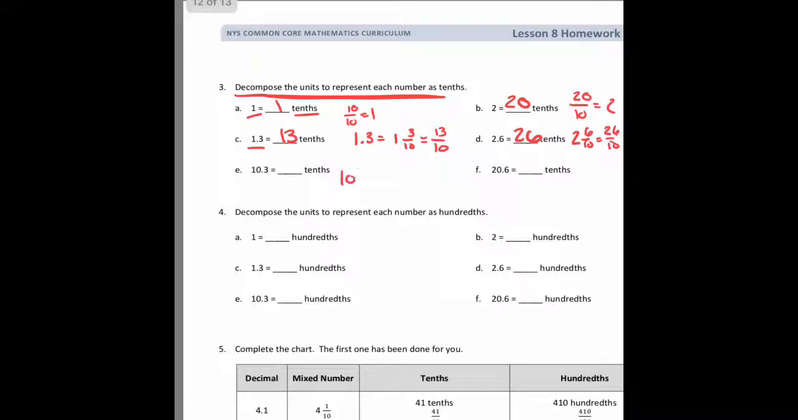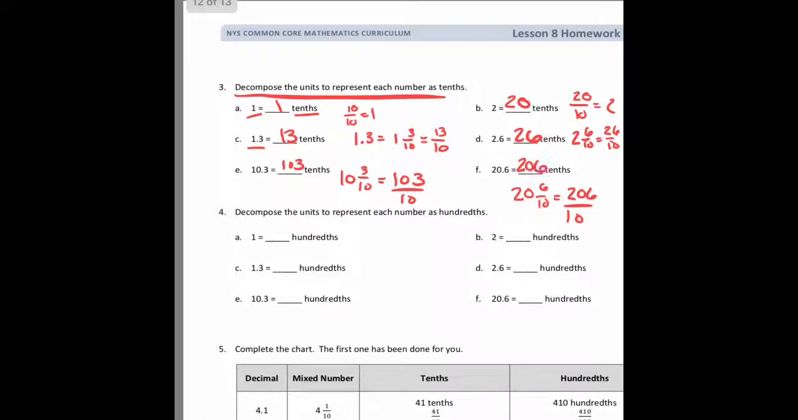10.3 would be 10 3/10, which would be the same if I turn it into a fraction greater than 1 as 103/10. And 20.6 would be the same thing as 20 6/10, which would be 206/10 as a fraction greater than 1.